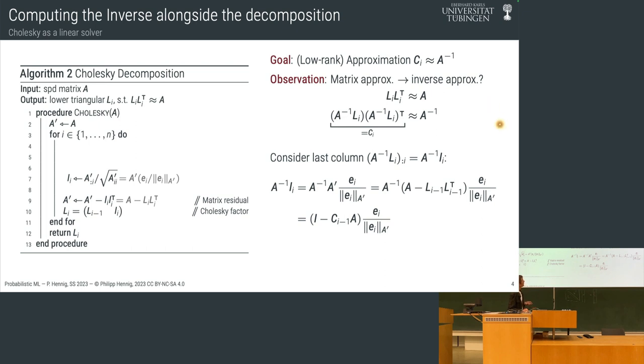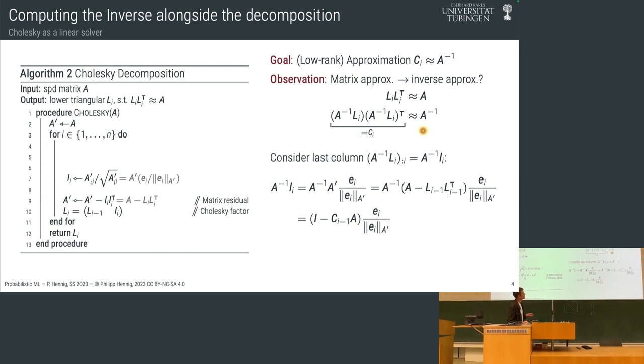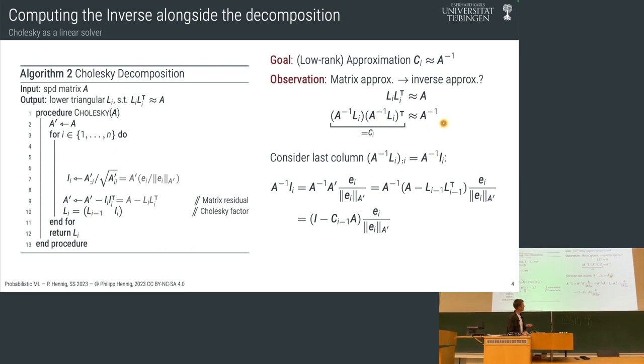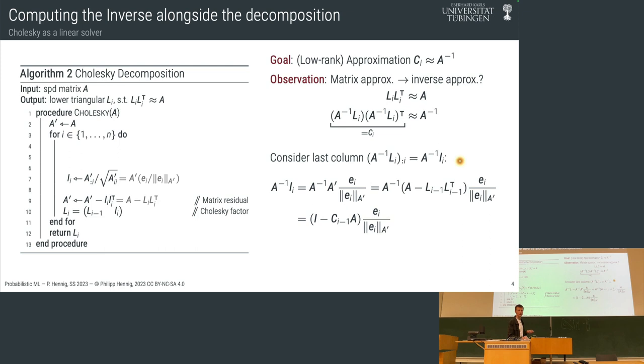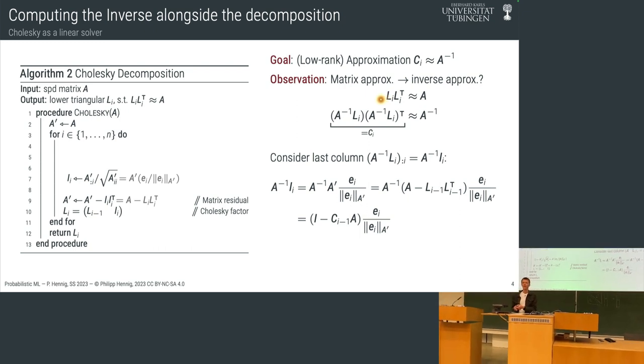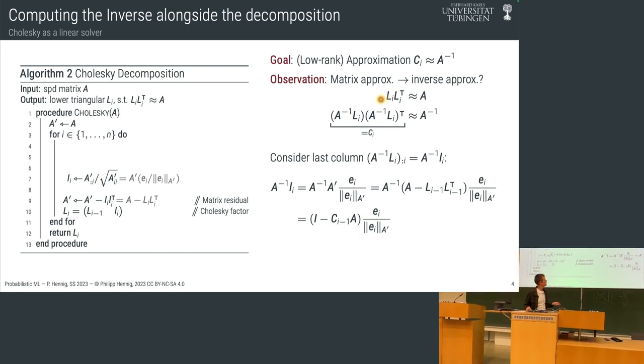So this gives me an object that I could think of as an approximation to the inverse. Because on the right-hand side, there is an inverse, and on the left-hand side, there's an approximation to it, in the same sense that L L transpose is an approximation to A. And after n steps, this approximation is actually exact. That's a reason to treat it as an approximation.